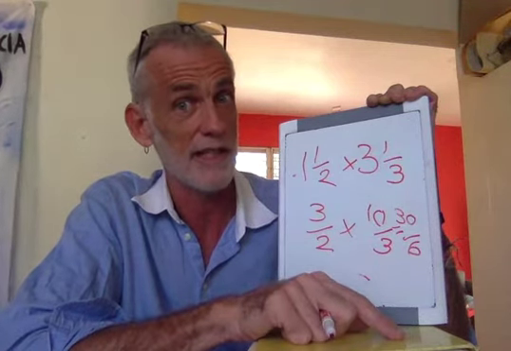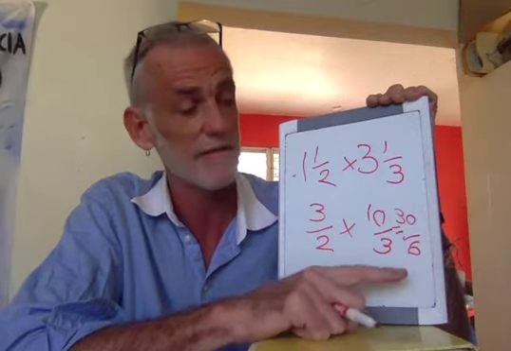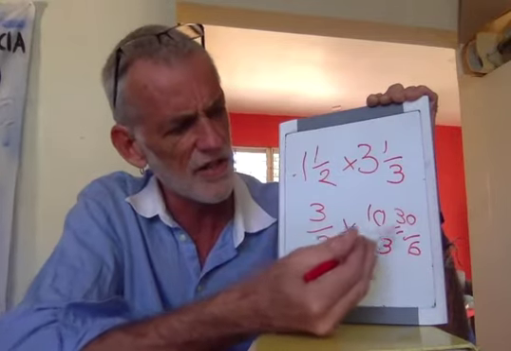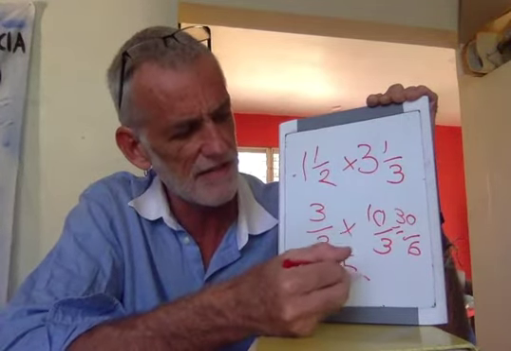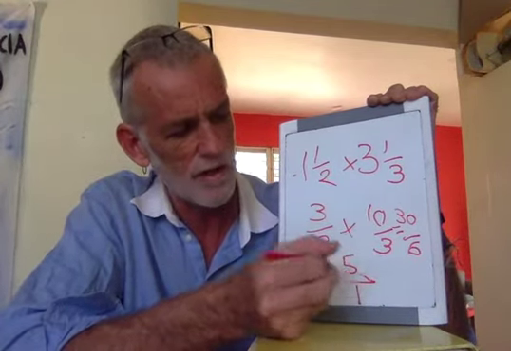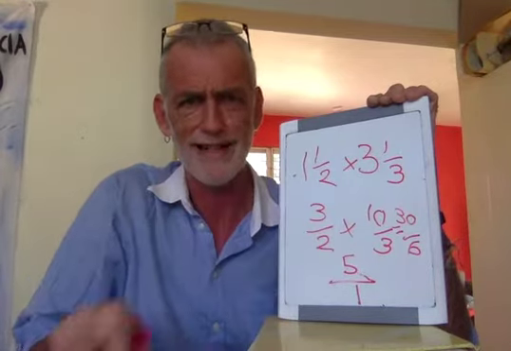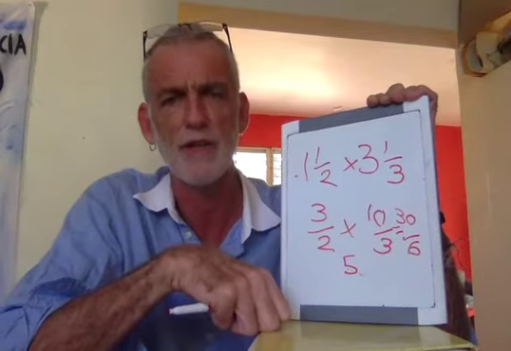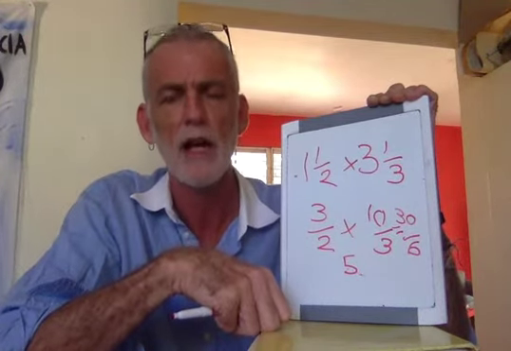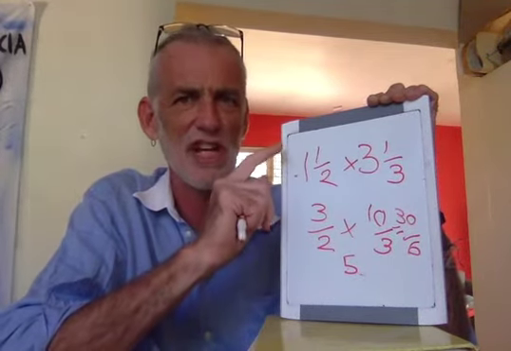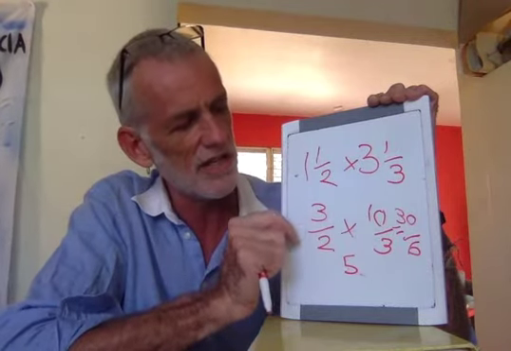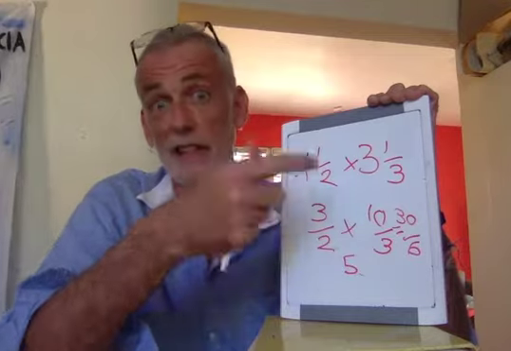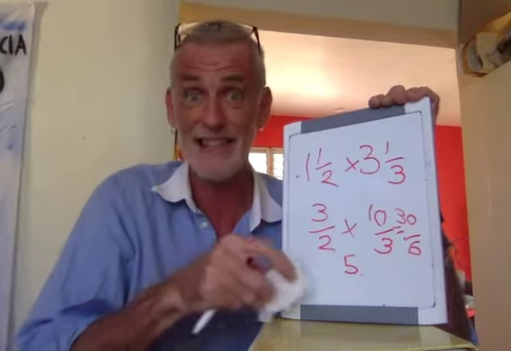Let's divide them both by 6. So 30 divided by 6 is 5. 6 divided by 6 is 1. When you got a 5 on top of 1, that is the same as 5. That would have been your answer. All right? So remember, you just have to change your mixed fractions into just fractions before you can multiply, and then simplify. That is it.